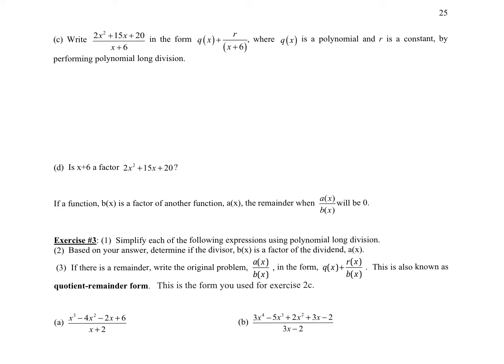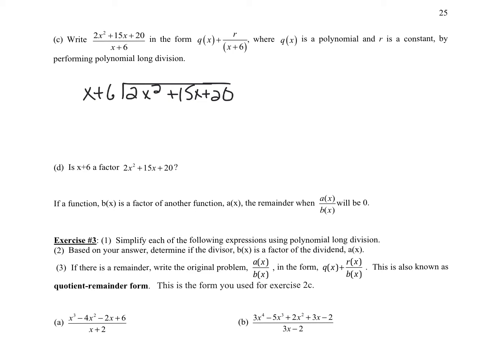Our next question is really similar to the last one, except now we have 2x squared plus 15x plus 20. So I'm going to write this out. We have x plus 6 going into 2x squared plus 15x plus 20. Now, this part of the directions where it says q of x plus r over x plus 6, we're going to kind of ignore that for now. We're just going to do the polynomial long division, and we'll come back to that.